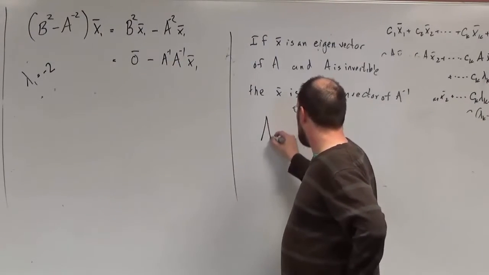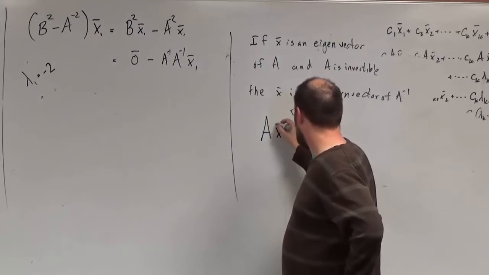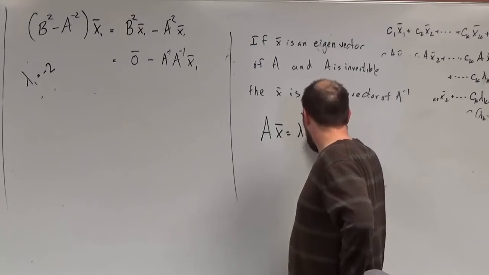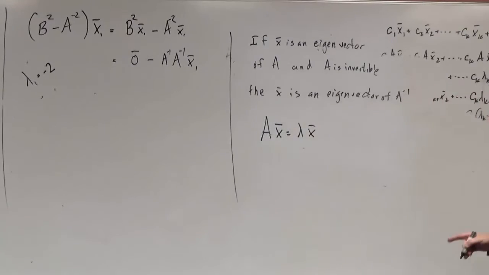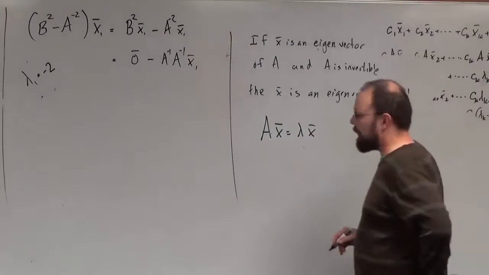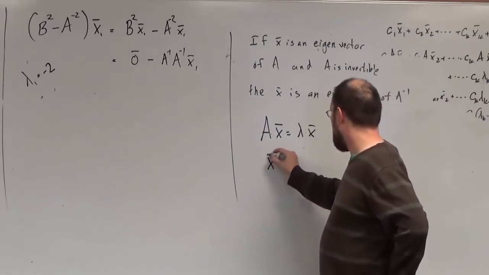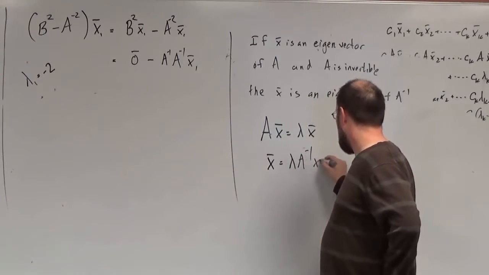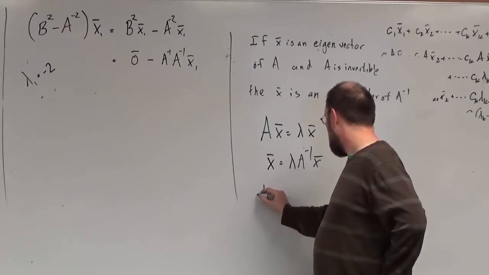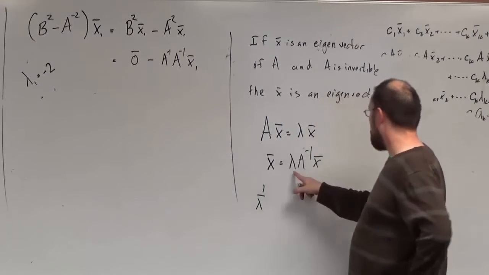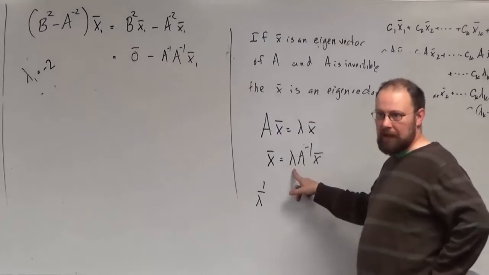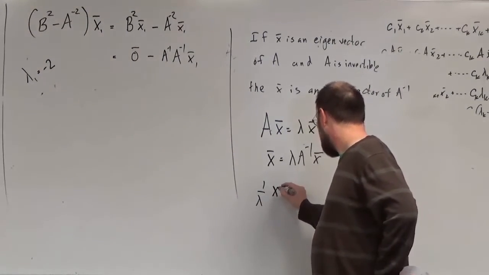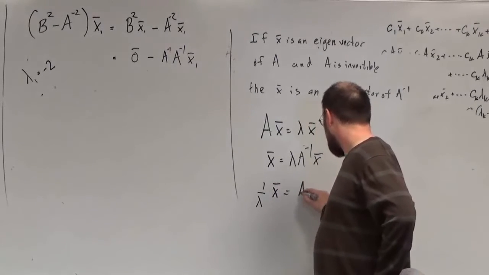Well, suppose we have A times x, our eigenvector of A, equals the eigenvalue times x. Just multiply both sides by A inverse. You get identity times x equals lambda A inverse x. And you divide by lambda. Now, A is invertible, so we know lambda cannot be 0. We can't have 0 eigenvalues for invertible matrices. So it's fine to divide. And there we go. Right?